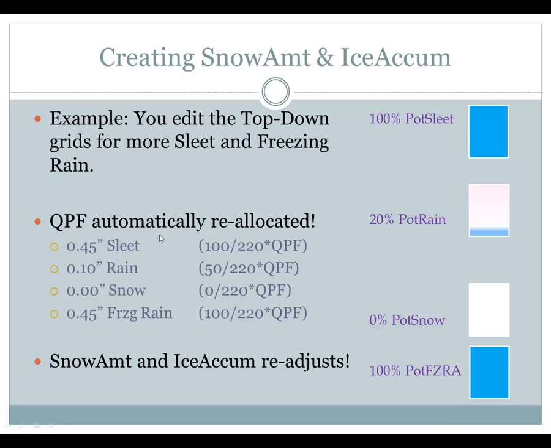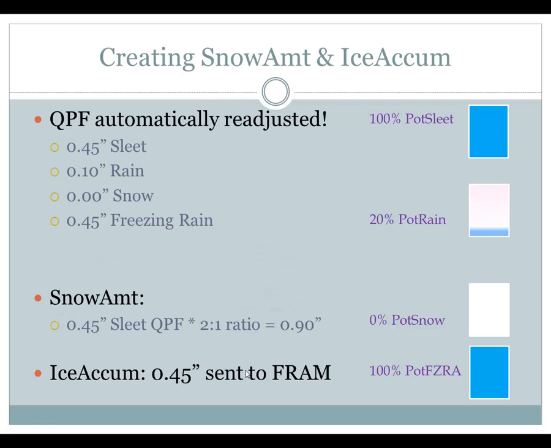So we take that 1 inch of QPF that we started with in this example, and now our total is 220%, as you can see on the right. We just figure out the ratios for each, and then it comes out to 45 hundredths of sleet and freezing rain liquid QPF for each of those types. No snow QPF, obviously, because of the zero probability there, and 1/10 of an inch of rain. And then the snow amount and ice accumulation will readjust to that.